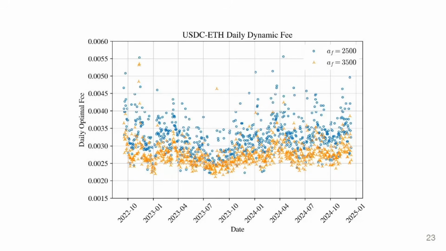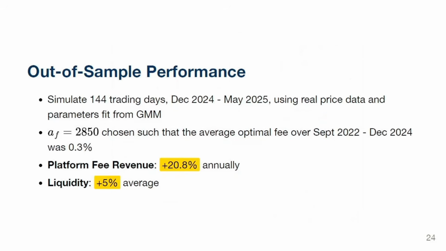Cool, and this is just a plot of what I was saying. Each of these points is what the optimal fee would have been if we forecasted it. We find that 2580 or so for AF is fairly close to 0.3. Finally, we want to test how good this is out of sample. This is run on data outside of our training window, from December 2024 to, I think, last month, May 2025.